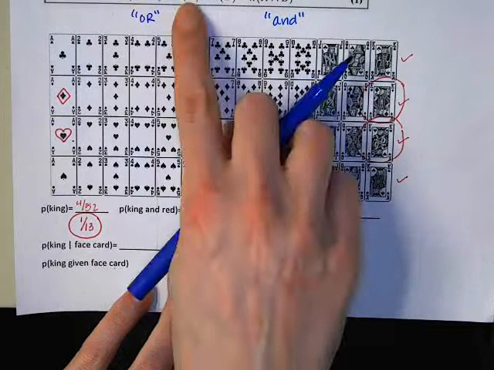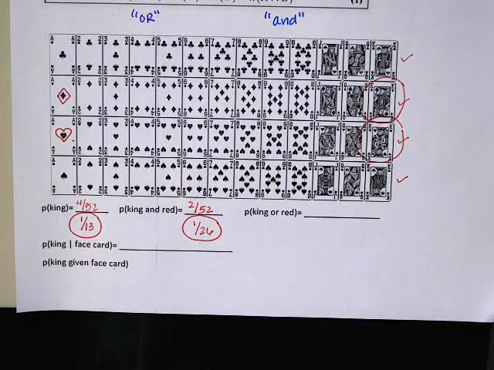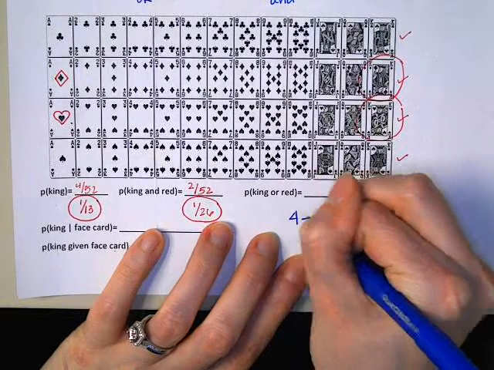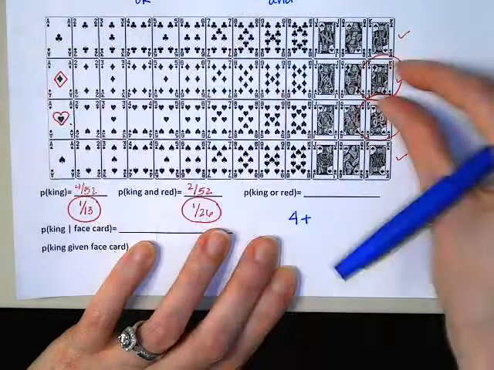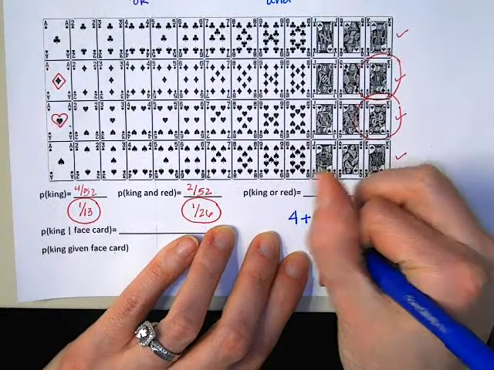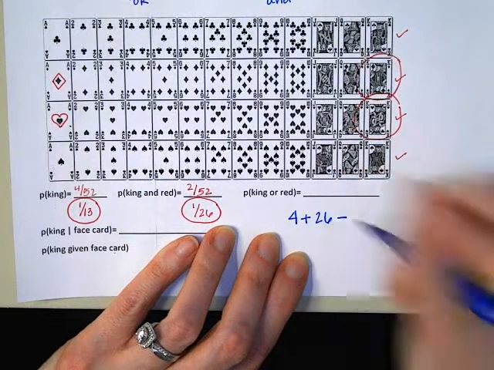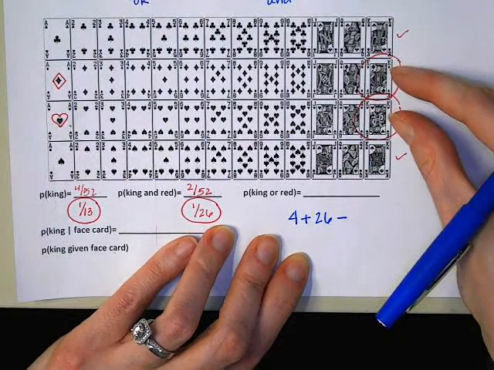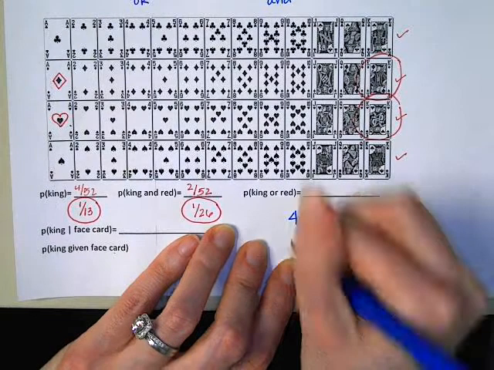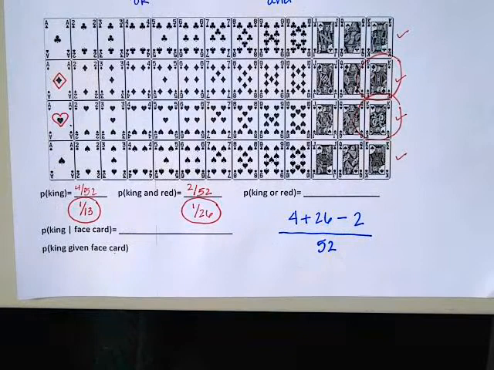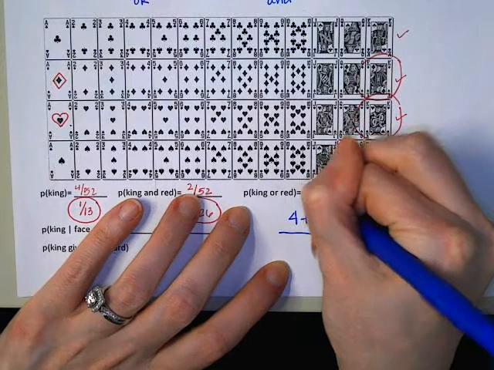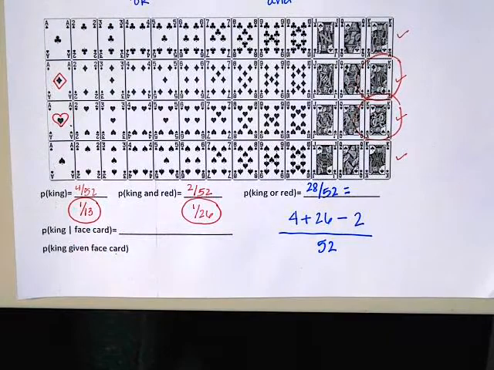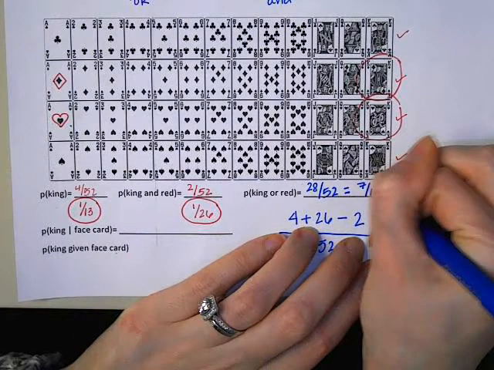So the number of kings would be 4, right? 4 kings. The number of reds would be 26 because we have 13 red hearts and 13 red diamonds, so 26. But then we're going to subtract the intersection of the red kings, and there are 2 of those. And again, that's all out of 52. So if you work that out, what's that? 30 minus 2 is 28 out of 52. And that reduces to, let's see, by 4, 7 out of 13.